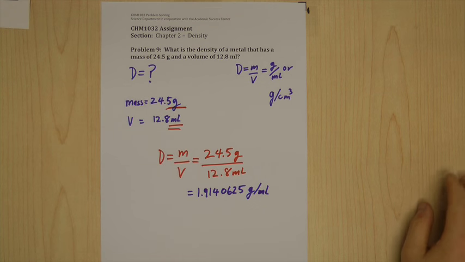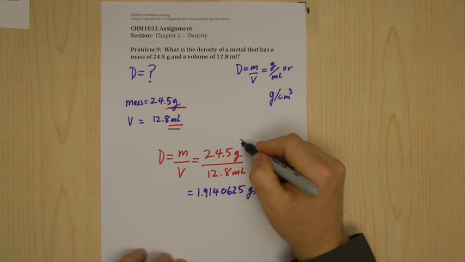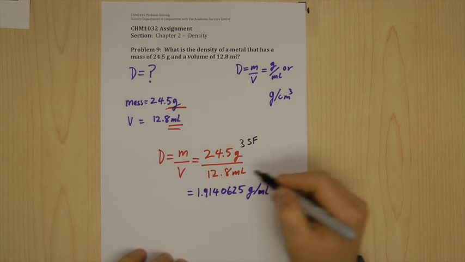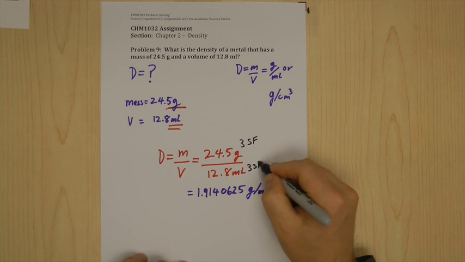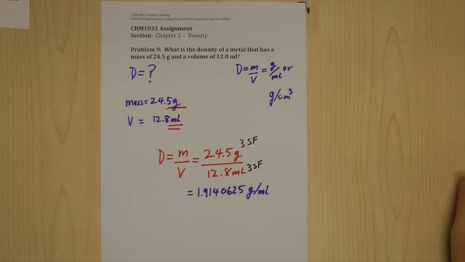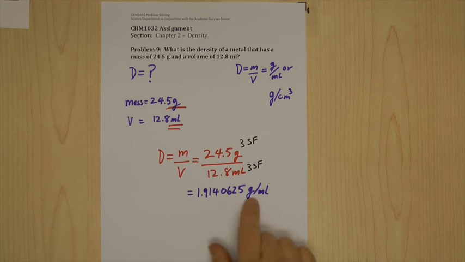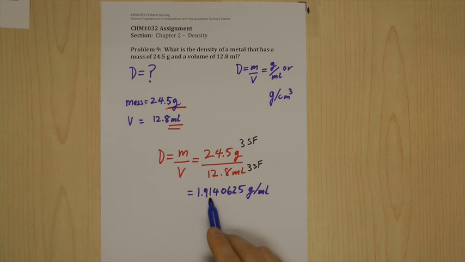The top measurement has 3 significant figures. The bottom measurement has 3 significant figures. So my measurement with the least number of significant figures is both of them. They both have 3. So my final answer can't have this many digits. It can only have 3. So let's count. 1, 2, 3. So the 1 is my third significant figure. So I look 1 digit beyond it to see how I have to round. This digit, the 1 number beyond the third significant figure, is a 4.